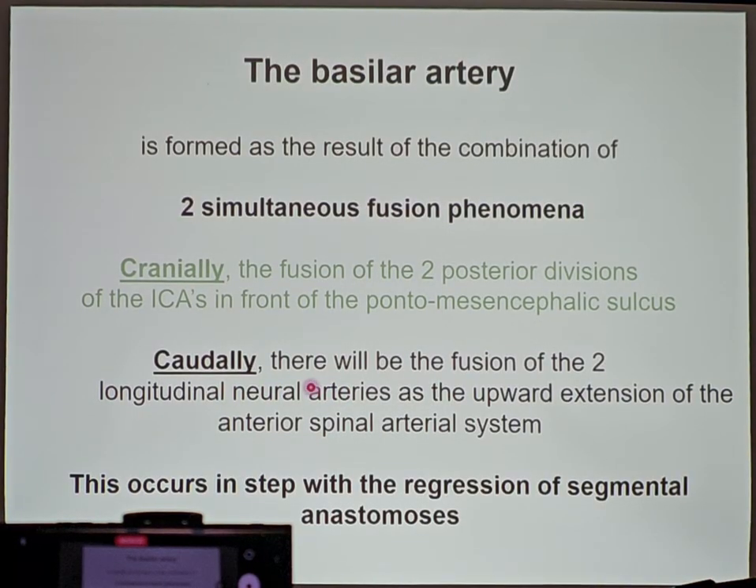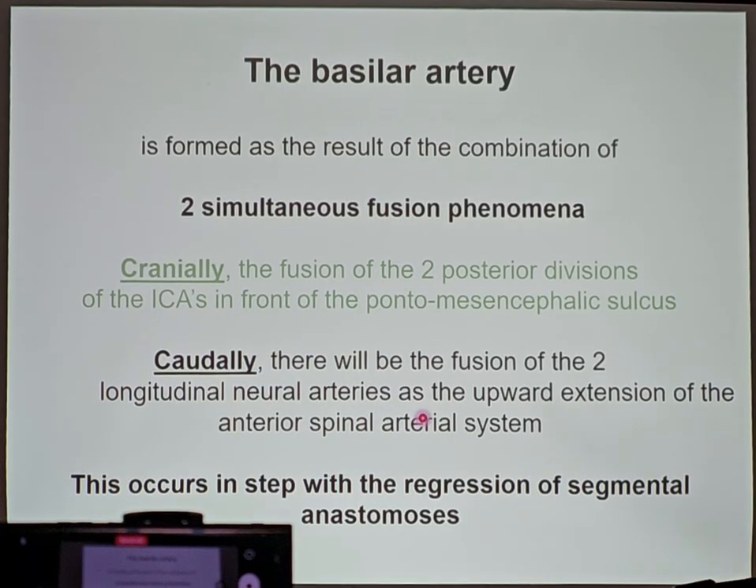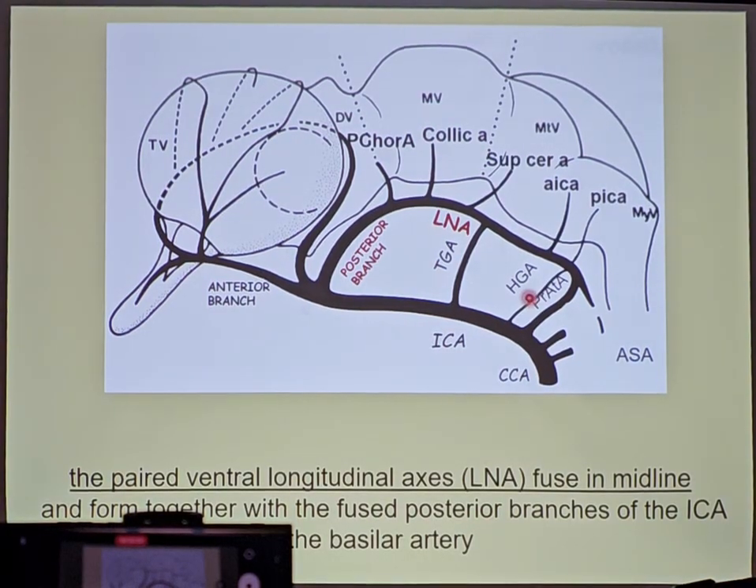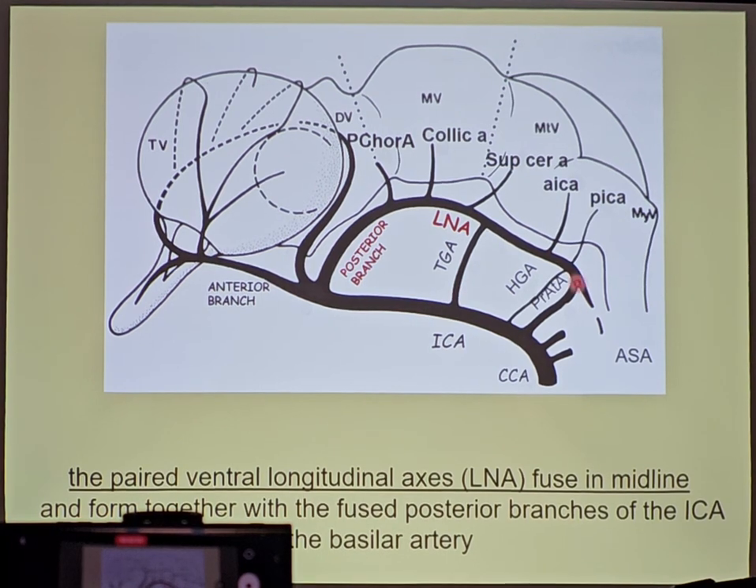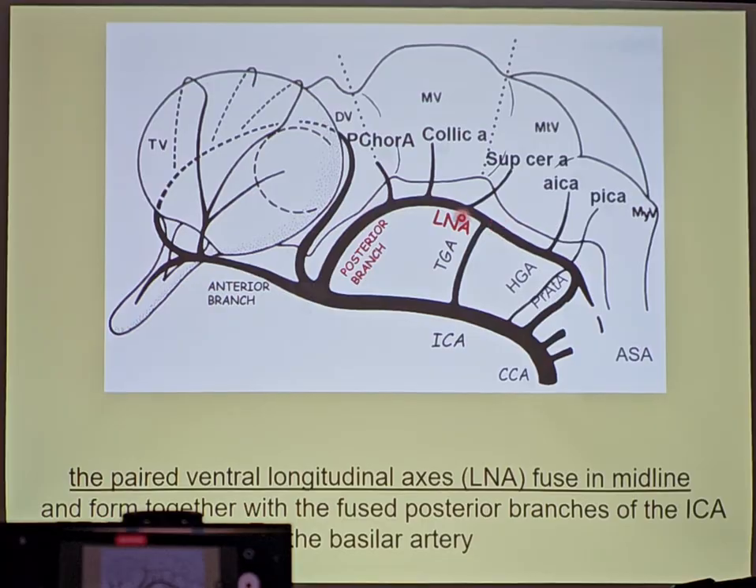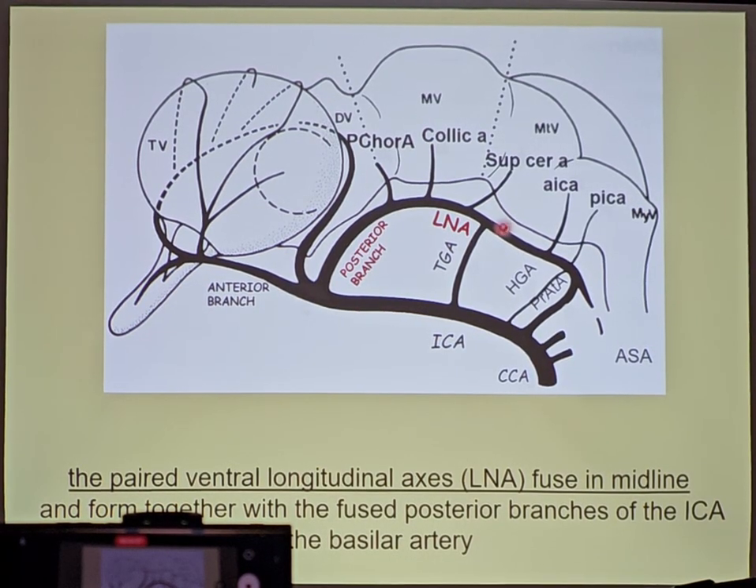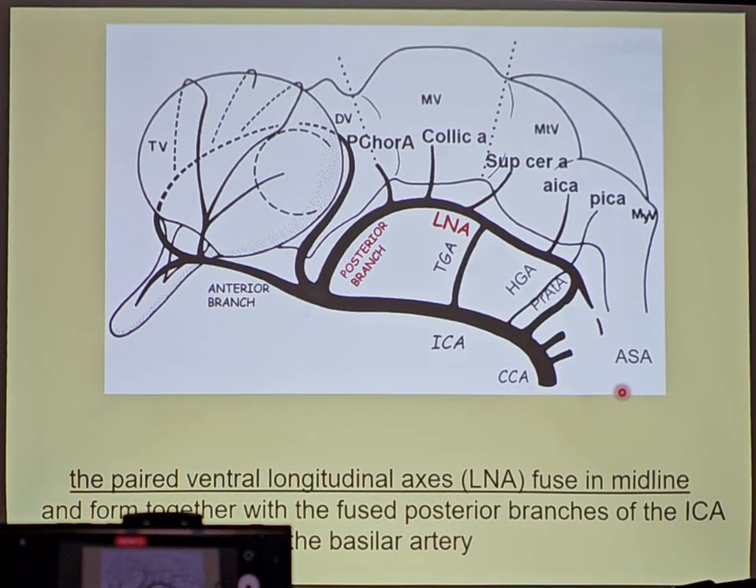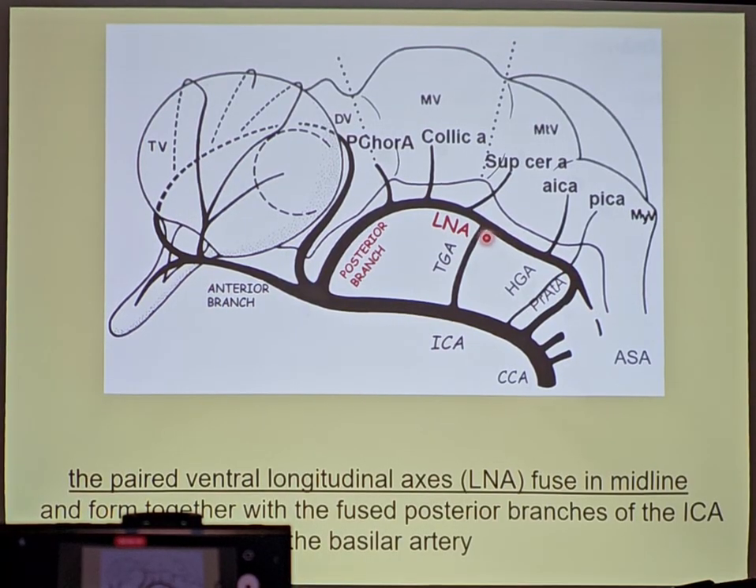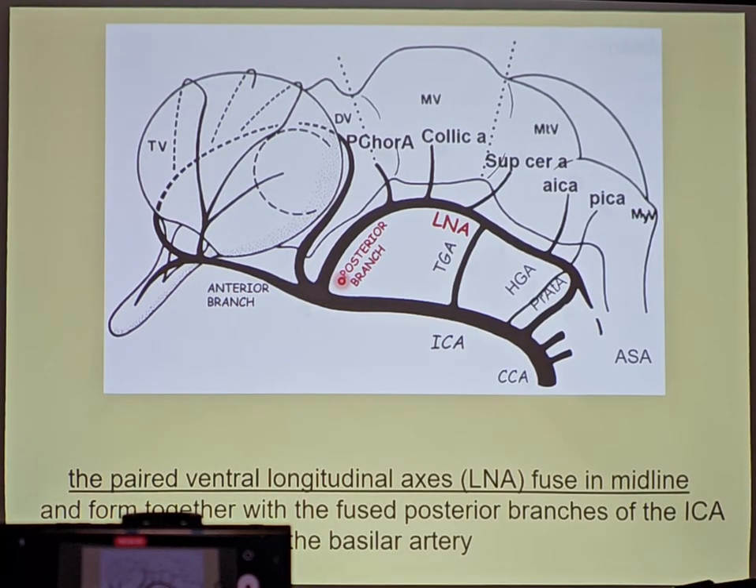Caudally, so further down, there will be fusion of the 2 longitudinal neural arteries that you have been shown numerous times, which is in fact an upward extension of the anterospinal arterial system, and this again occurs in step with regression of the segmental anastomoses. And we've seen the hypoglossal, the trigeminal artery, etc. So these longitudinal neural axes will fuse in the midline, on both sides, and represent basically the upper extension and the continuation of the anterospinal arterial system, forming the basilar system. And originally, as I said before, the internal carotid artery is supplying all of that, mostly from above, through the posterior fusion between the posterior branches of the internal carotid artery, the future posterior cerebral artery.